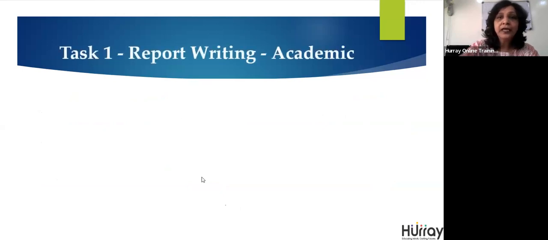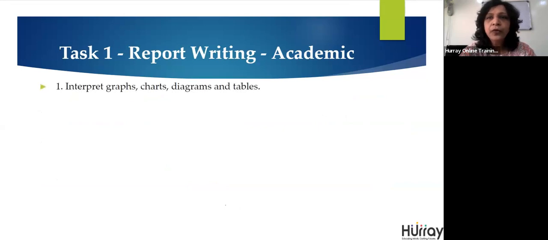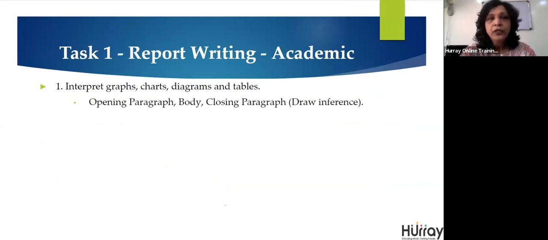This is for the academic students. It is a report writing. You have to write again 160 to 180 words, and you will have to write within 20 minutes. So you will have to interpret a graph, a chart, a diagram, or table. In the opening paragraph, in report writing, it's not called introduction, body, or conclusion. It's called opening paragraph, body paragraph, closing paragraph.